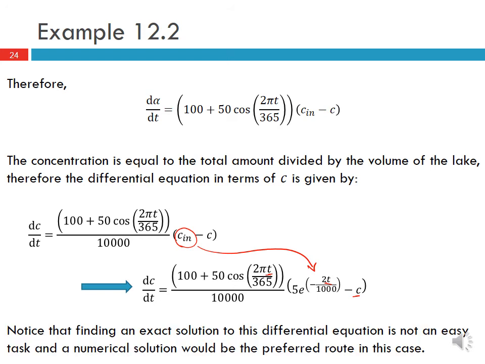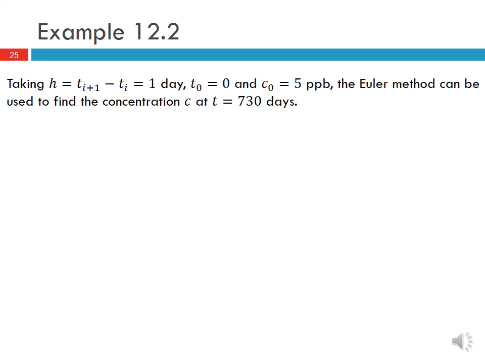So finding the exact solution to this differential equation is not an easy task, so a numerical solution would be the preferred route in this case. So let's take a step size of 1, so t_{i+1} minus t_i is equal to 1, t0 is equal to 0, and our initial concentration C0 was 5 parts per billion. And we want to use the Euler method to find the concentration C at t equal to 730 days, or 2 years.